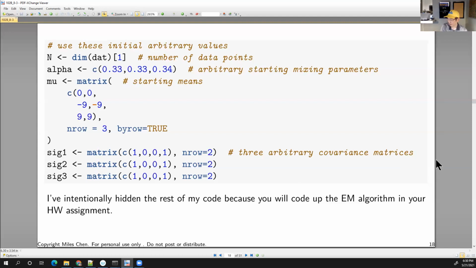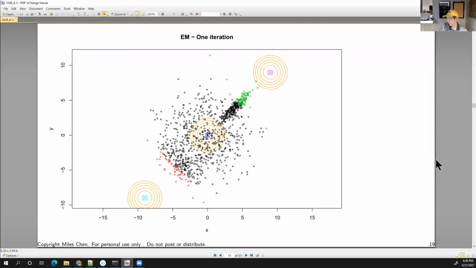And again, this is what we're going to do. This is kind of what my starting picture looks like. Here I have the normal distribution. These are contours of the normal distribution here. The centroid is here at 9, 9. The centroid is here at -9, -9. And this centroid is at 0, 0. And then we just ask probabilistically, where do these points get assigned?